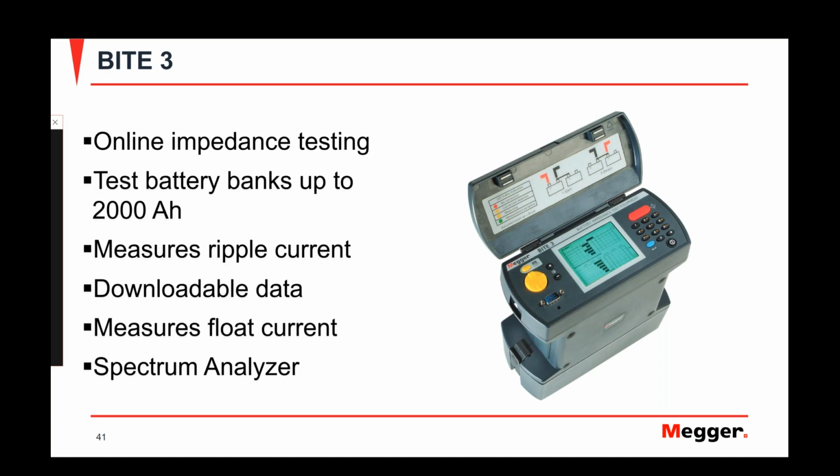The BITE 3 also has the ability to measure float current on the battery string. And then another unique feature is the spectrum analyzer. The spectrum analyzer is going to give you the ability to examine the content of the ripple current on the batteries, and this can help you verify the health of your battery charger.